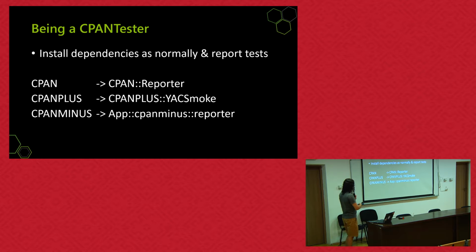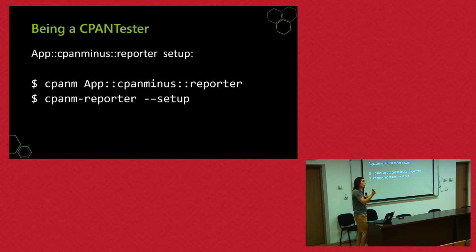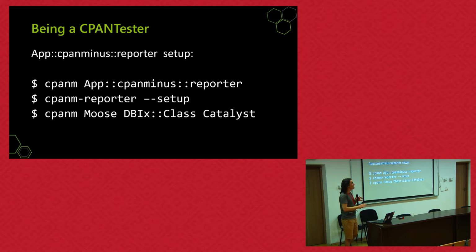For instance, if you wanted to configure your CPAN client, all you would have to do is install App::cpanminus::reporter, which provides you a command line tool called cpanm-reporter. Run it with the setup option, which will take you through a really simple first-step setup. That's something you just do once, and once you've done that, you start installing dependencies as you normally would. Once you've installed your dependencies, you just run the reporter, and that will send the reports to CPAN Testers for you. So really, it's very easy. If you've never done that, I really invite you to try it, because it's really simple and it helps a lot.